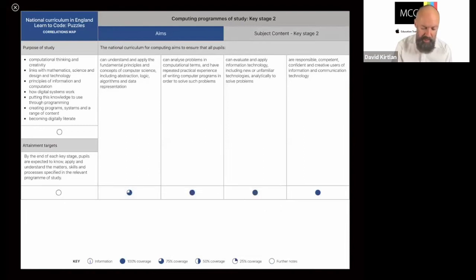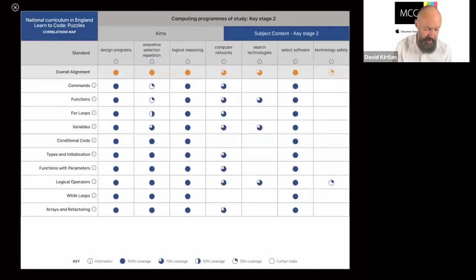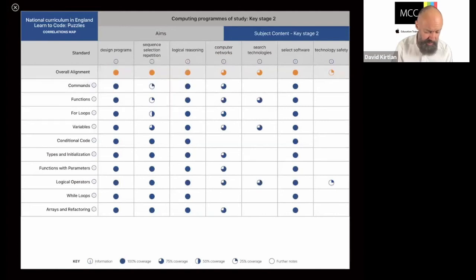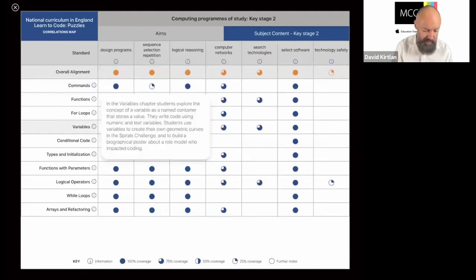If I tap on the subject content tab up at the top, we get a lot more detail here. So down the left-hand side, those are the chapter headings. So we've got the commands, functions, for loops, etc. that we've just seen as we skipped through the book. If you want to know a bit more about what they actually are, there's a little i next to it, and that tells you, well, in the commands chapter, this is what we're actually looking at here. And it references some of the examples that we're doing, and it will tell us where we find these in the book and so on.